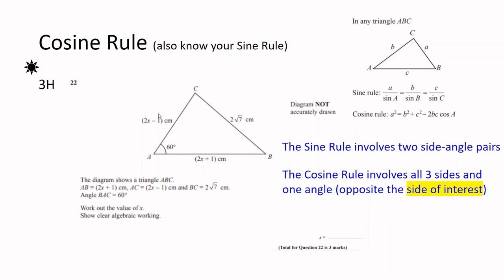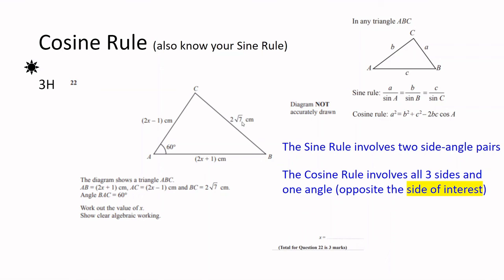Now, in this case, I've got all 3 sides, and I've got 1 angle. And the side that is opposite from that angle is what we call the side of interest. It's the side that's different from the rest because it's across from the angle, it gets set up in the formula in a different way.